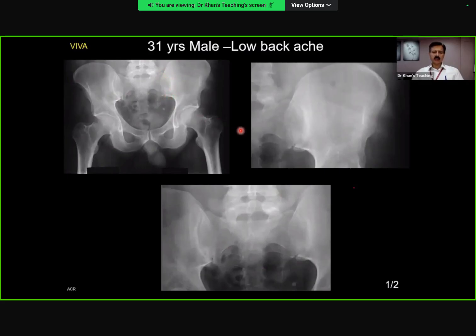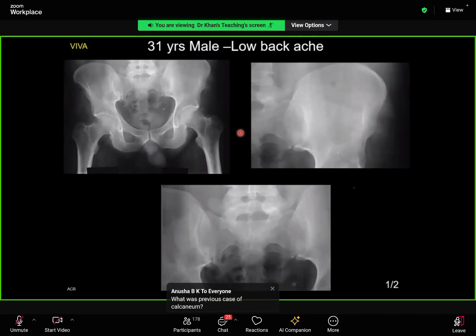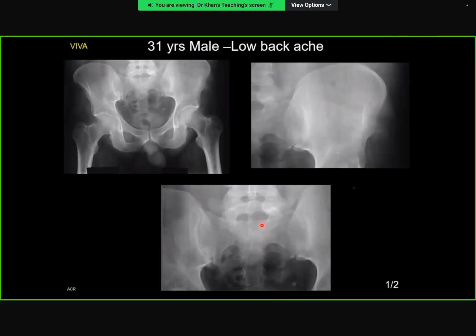What else? Anything else? So I can also appreciate there is enthesopathy involving the left lateral part of the sacrum, anterior superior iliac spine region. Okay, so what is your conclusion? So, as it is asymmetrical, psoriasis will be the first diagnosis, or it could be reactive arthritis. Okay, we stop there. Well done.